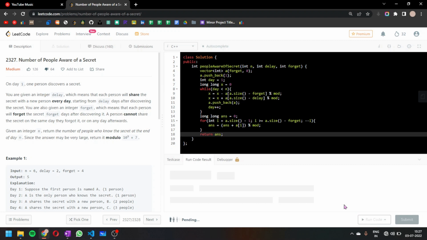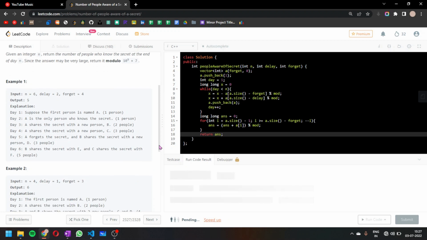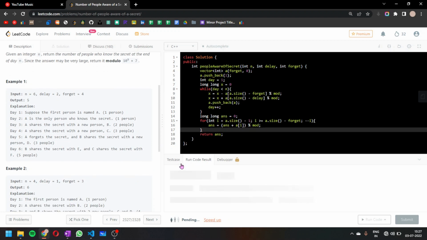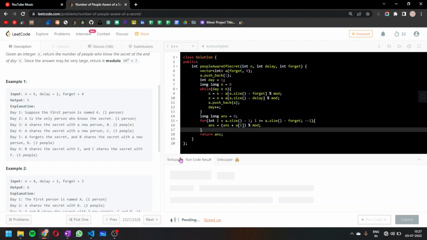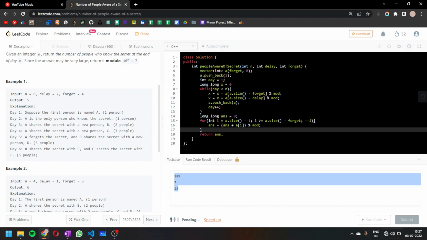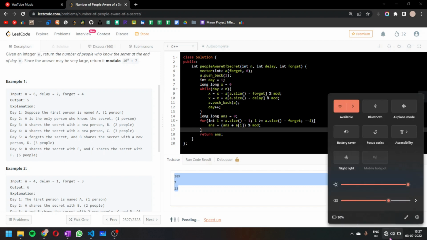So let's just try to run this code. Okay, it will cause trouble in this case. It is still running. I guess I don't have net, so let me connect to Wi-Fi.